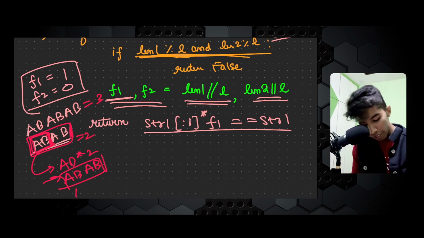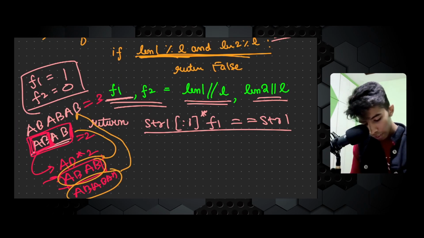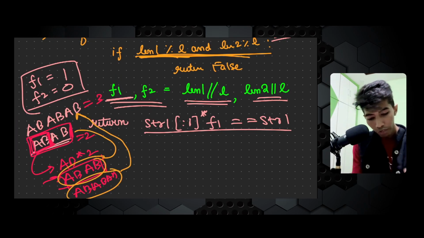And here is 3, so it will be returning me as AB, AB and AB. And what we will be doing after generating these particular strings, we will be comparing this thing with this, and we will be comparing this thing with this, and after a successful comparison we will do the next.